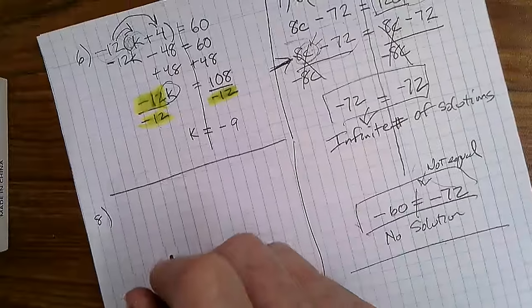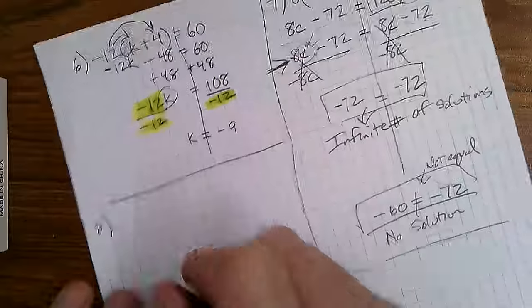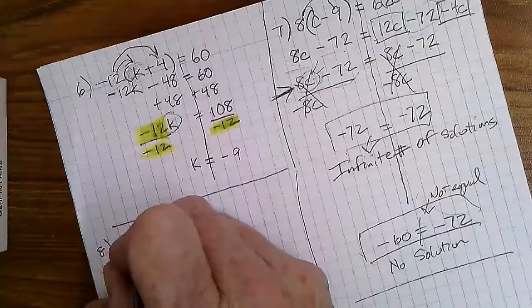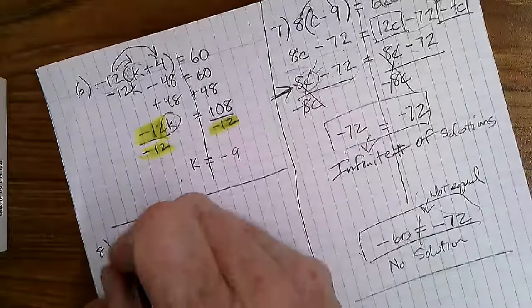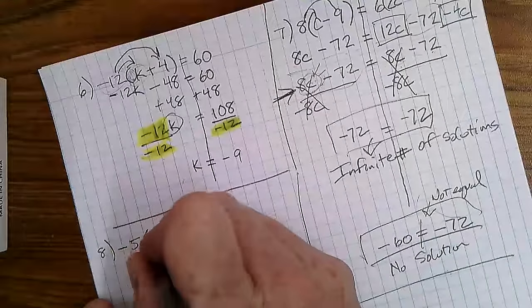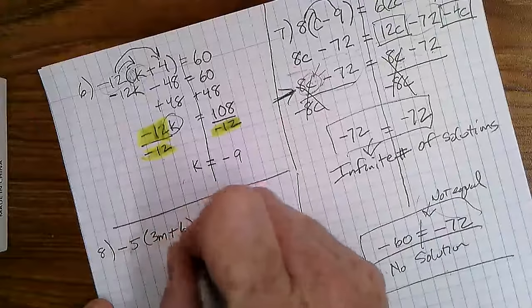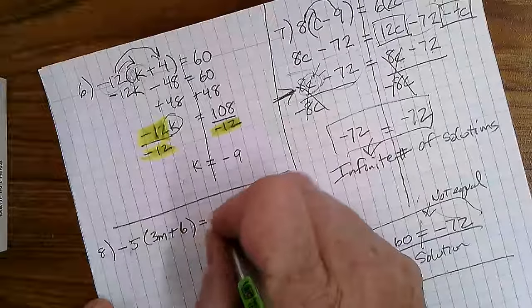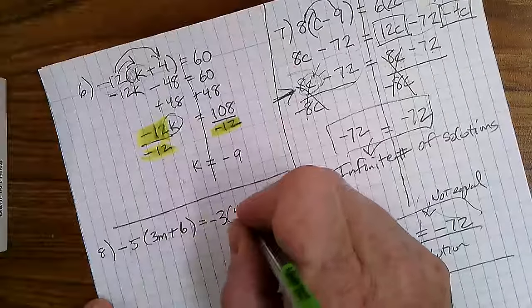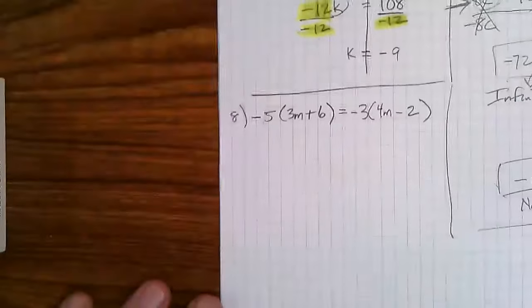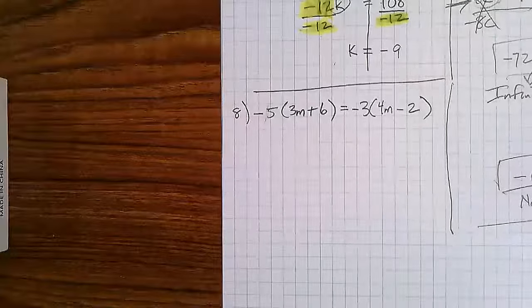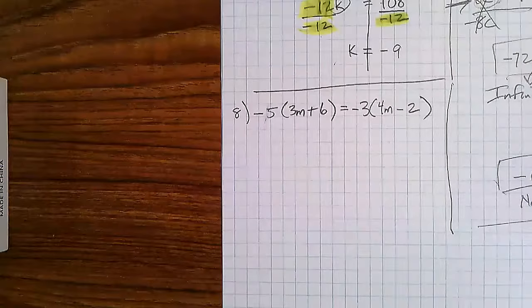All right, so number 8. We are going to do -5 times (3m plus 6) equals -3 times (4m minus 2), if I can write it correctly. All right, so on this problem, parentheses, right? Got to get rid of the parentheses. And you get rid of them by using the distributive property.